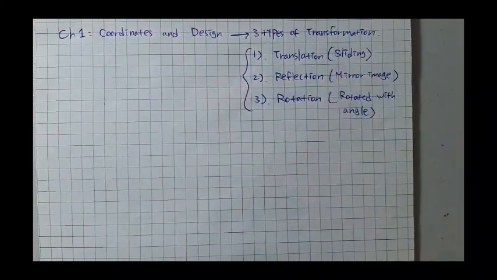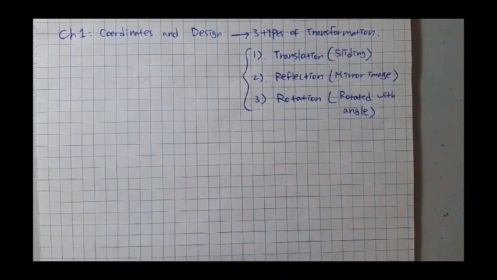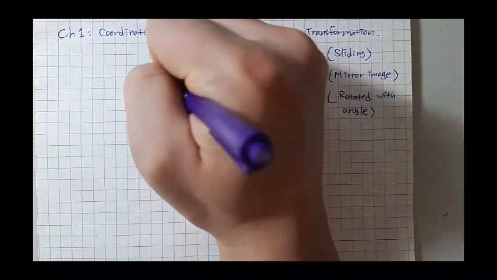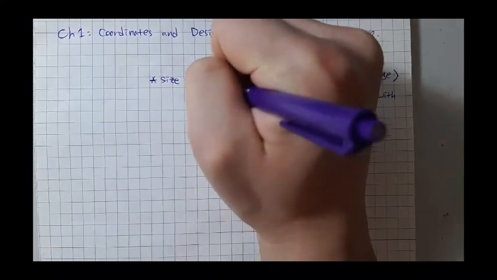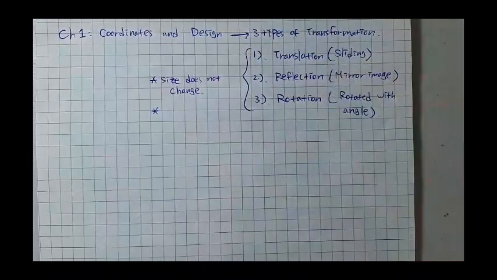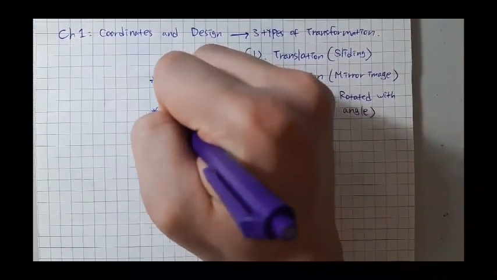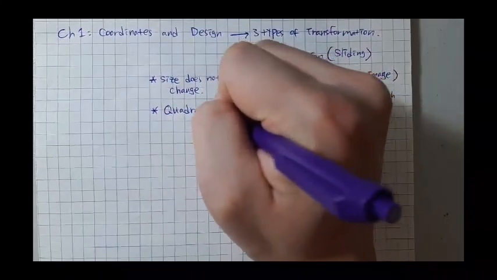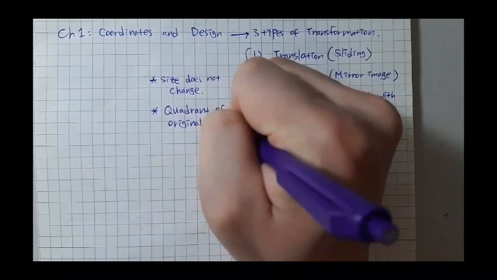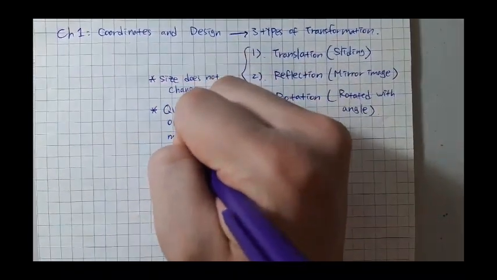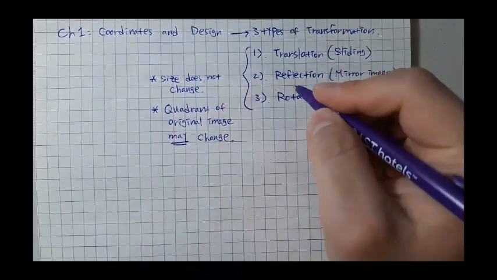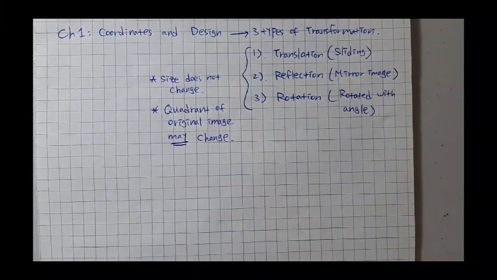These three types, although they use different types of movement to generate the new image, there are a few things that you need to have in your mind. Number one, size does not change. Size is basically identical. And number two, the quadrant of the original image will, or actually will is such a strong word, may change, especially if it's reflection or rotation. There is a high possibility.